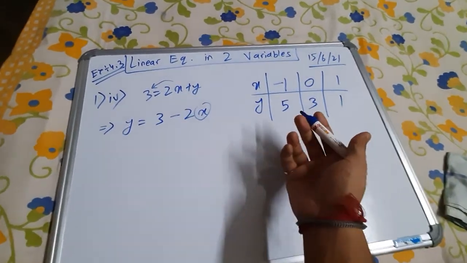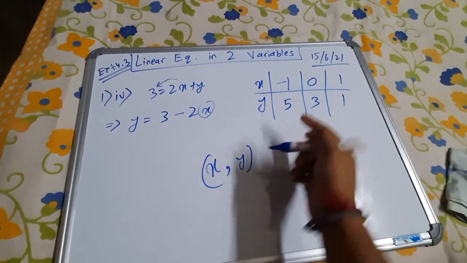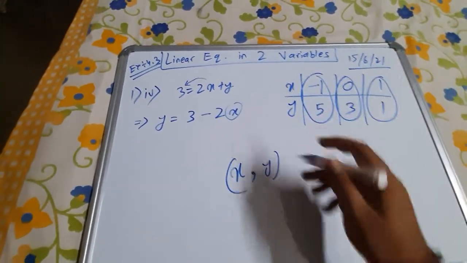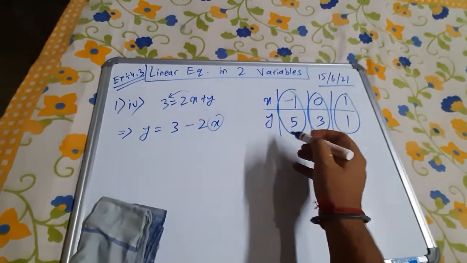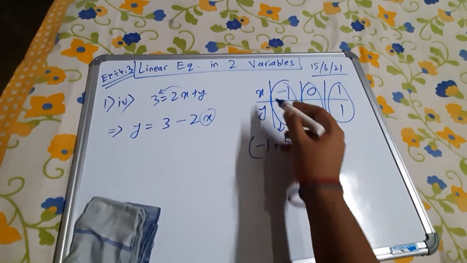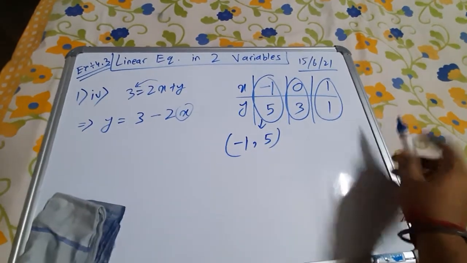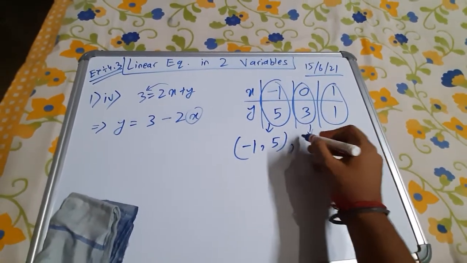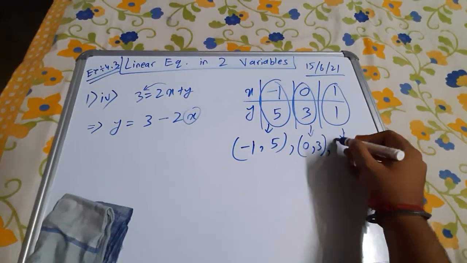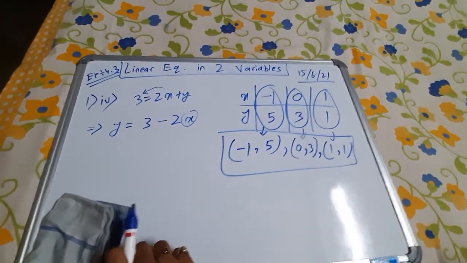Now how will you find the coordinates? It is very simple. A coordinate specifically is in the form of x comma y. So take separate x comma y values and make them in the form of 3 coordinates. What will be the 3 coordinates? First coordinate will be from here, minus 1 comma 5. See, x value is minus 1, y value is 5. So x comma y, first comes x, then comes y. Next, x value is 0, y value is 3, so 0 comma 3. Next, x is 1, y is also 1, so 1 comma 1. So these are the 3 coordinates you will be plotting on the graph paper.